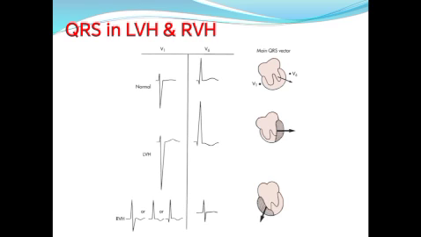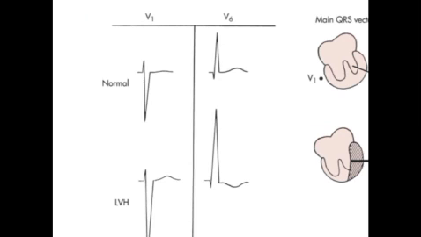Okay, we can talk about the QRS in left ventricular hypertrophy and right ventricular hypertrophy. Here you see the main vector or the axis. It was V6 here, and you see this is normal, towards the left. That means in V1 it is negative and V6 positive, as we mentioned before.